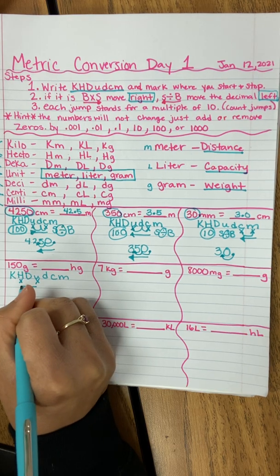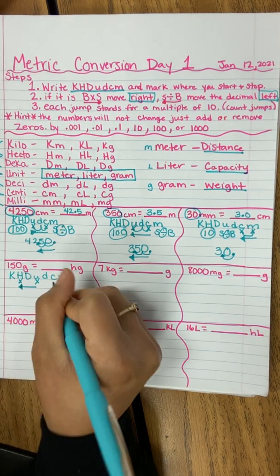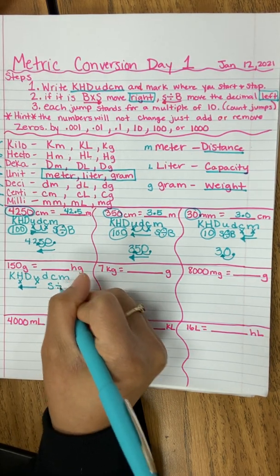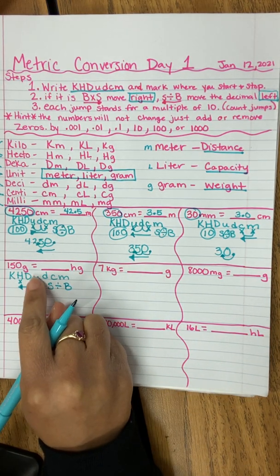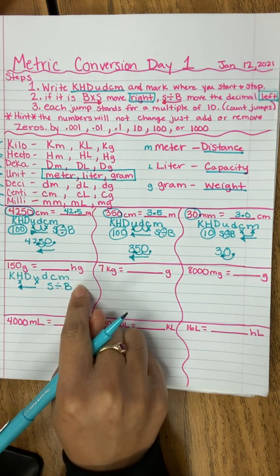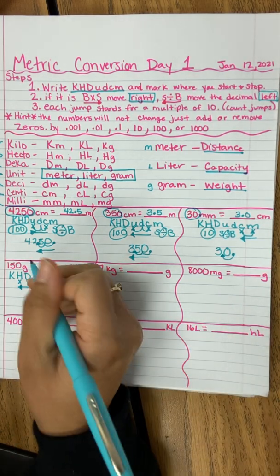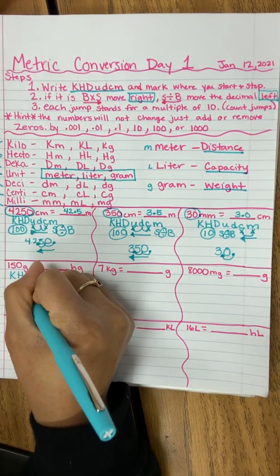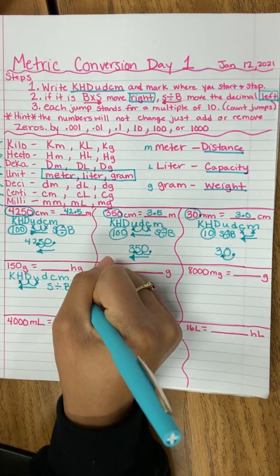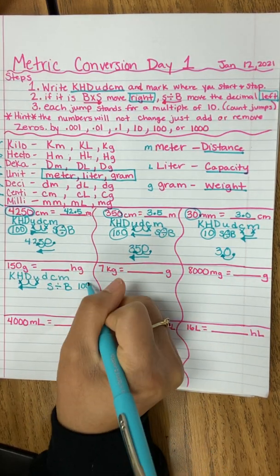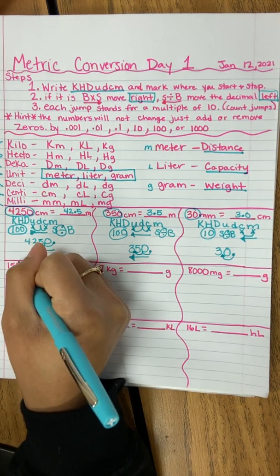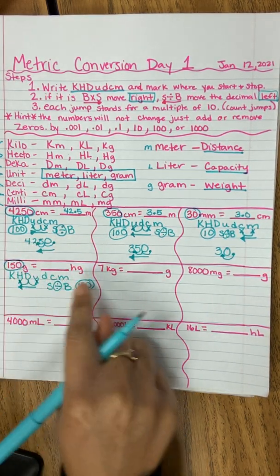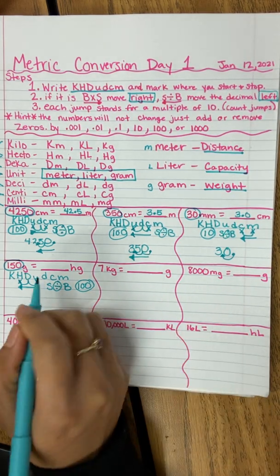I'm moving to the left, which means that this is small to big. Or I could have looked. Unit is back here, my big is in the front, my small is in the back. I still would be moving small to big. And I made 2 jumps, which means it's 100, because 10 times 10 is 100. So I have 150 divided by 100.